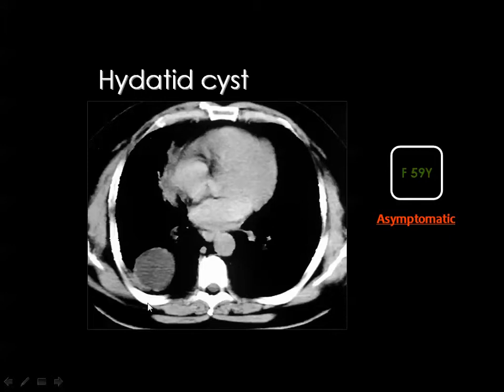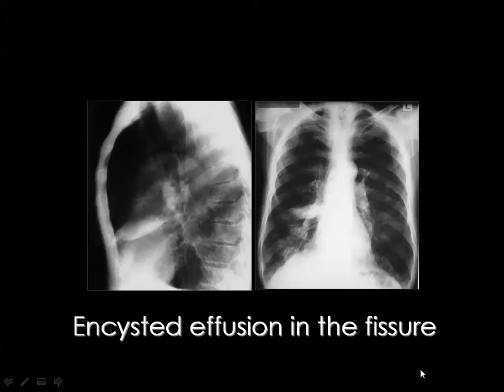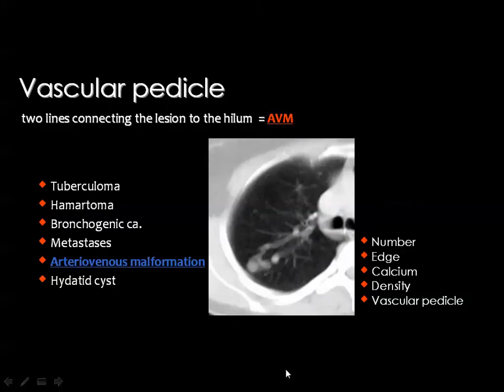Then if you see a nodule with water content in the lung, and you assume the possibility of hydatid cyst, sometimes one may say, what about the encysted pleural effusion in the fissure? It is actually a lesion containing water, but you should know that this is not a nodule and it is not in the lung. This is an elliptical shaped lesion and it is in the fissure. And this is the appearance on the plain X-ray of the encysted effusion in the fissure.